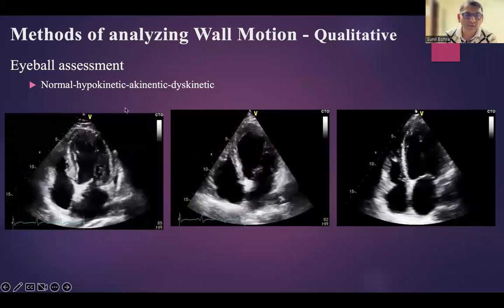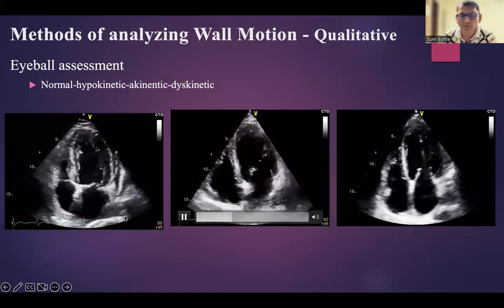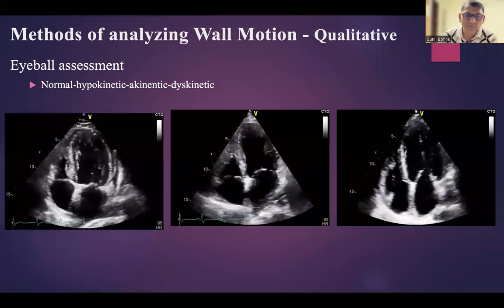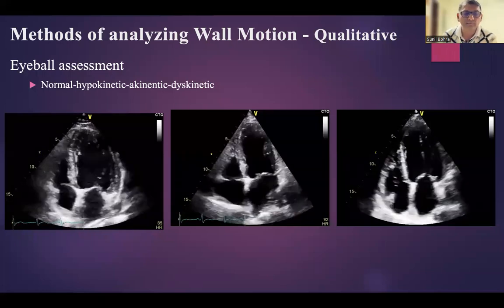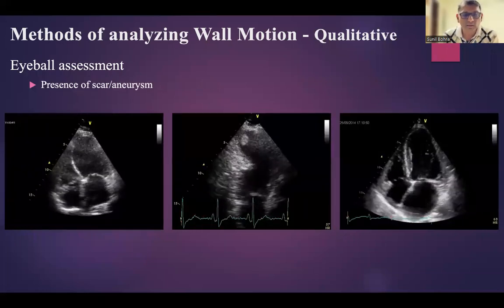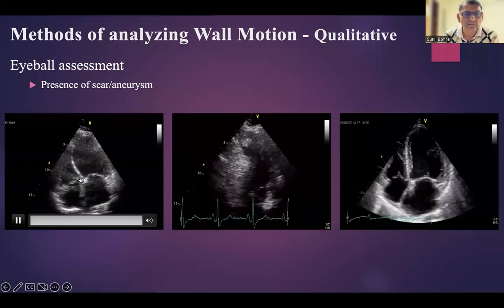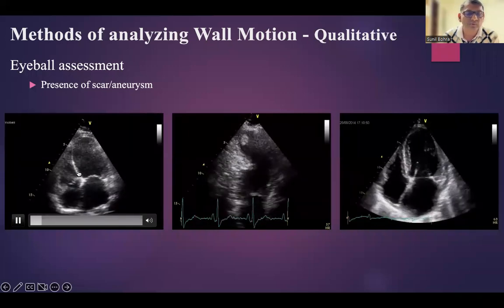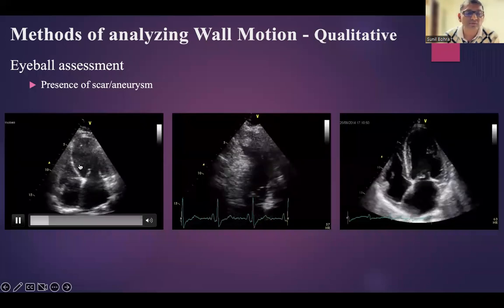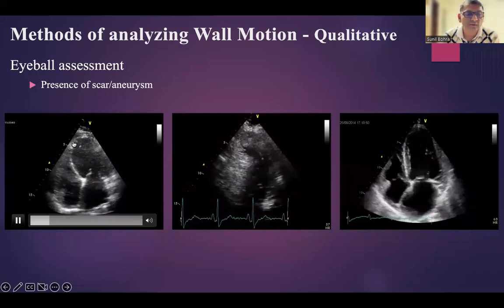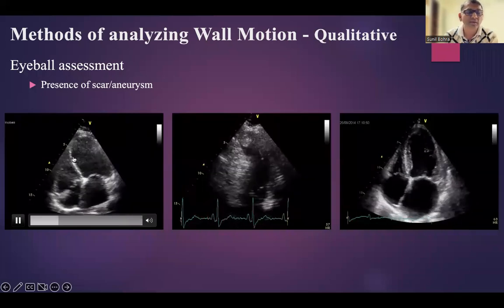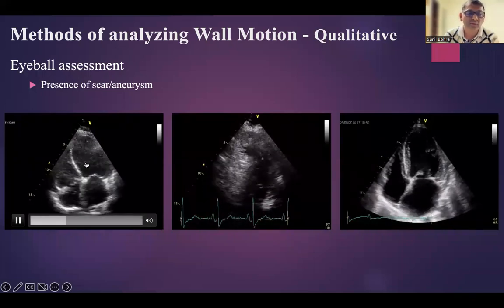So in eyeball assessment, there is a lot of inter-observer variability. So this is not recommended as a means of describing the wall motion abnormality. Again, here we can see another example, the presence of a scar. As compared to the previous image, you can see this segment is thinned out and it is very bright and it is not contracting at all. So this is a scarred segment and it is akinetic or probably dyskinetic. It is moving away from the midline.